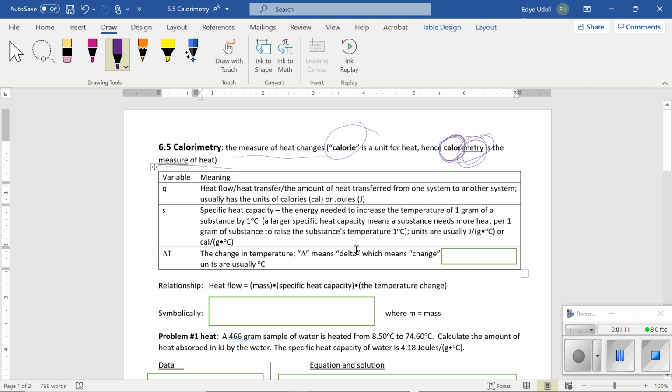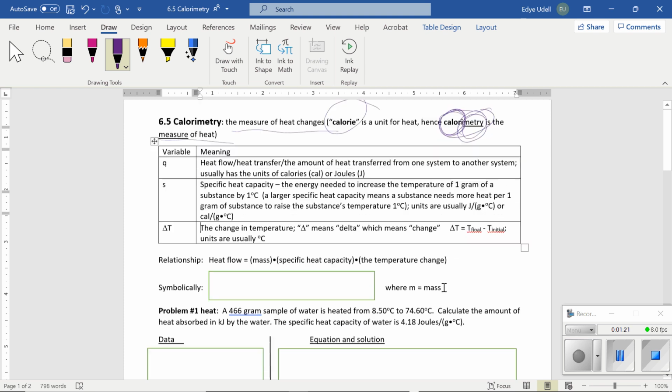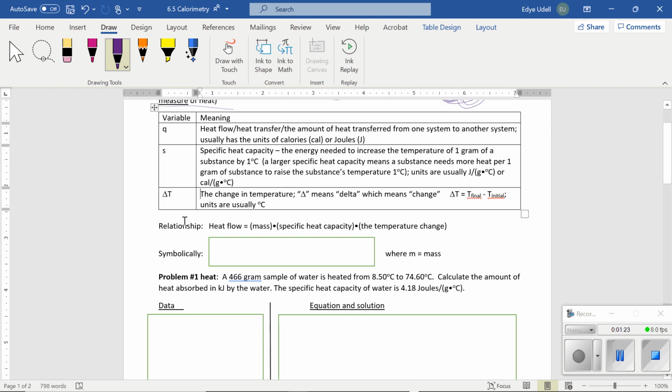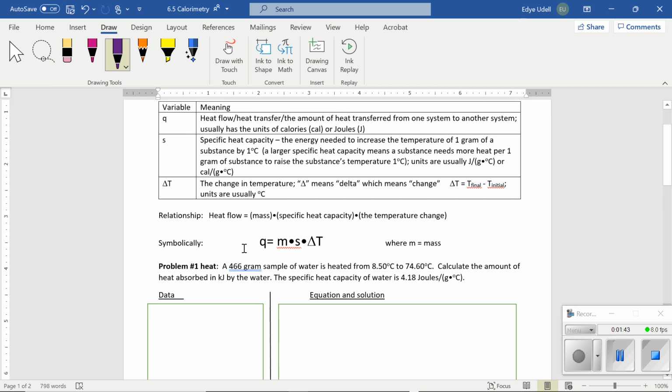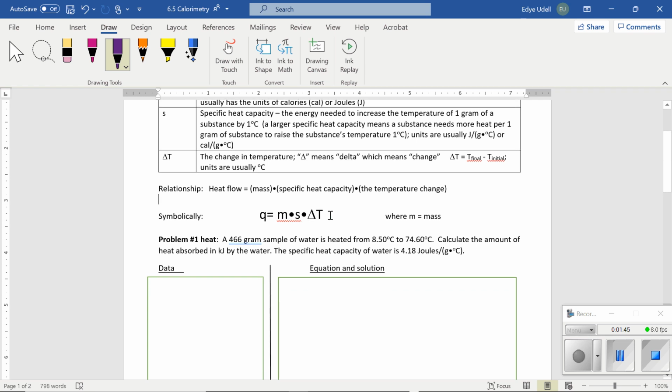Now this delta T, delta means change, and it's always final minus initial. So delta T means T final minus T initial. Then we have a relationship between all of these variables. Heat flow is the mass of a substance times the specific heat capacity times the temperature change. Heat flow is Q, mass is M, specific heat capacity is the S right here, and the temperature change is delta T. So symbolically, it looks like this: Q is m s delta T.